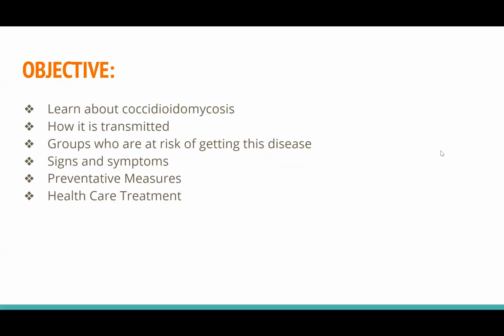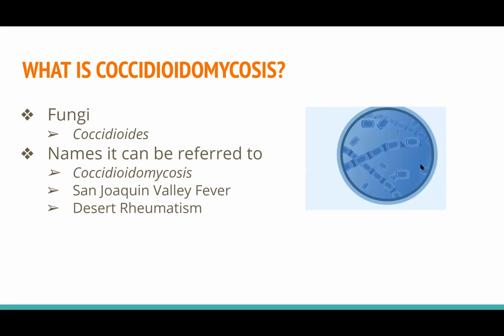So we're going to learn about coccidioidomycosis. We're going to learn how it's transmitted, as well as the groups that are at risk for getting the disease. We'll also learn signs and symptoms and preventative measures, as well as healthcare treatment. So what is coccidioidomycosis? It's a fungus. The organism name for it is Coccidioides. Its names can be referred to as coccidioidomycosis, San Joaquin Valley fever, or desert rheumatism.